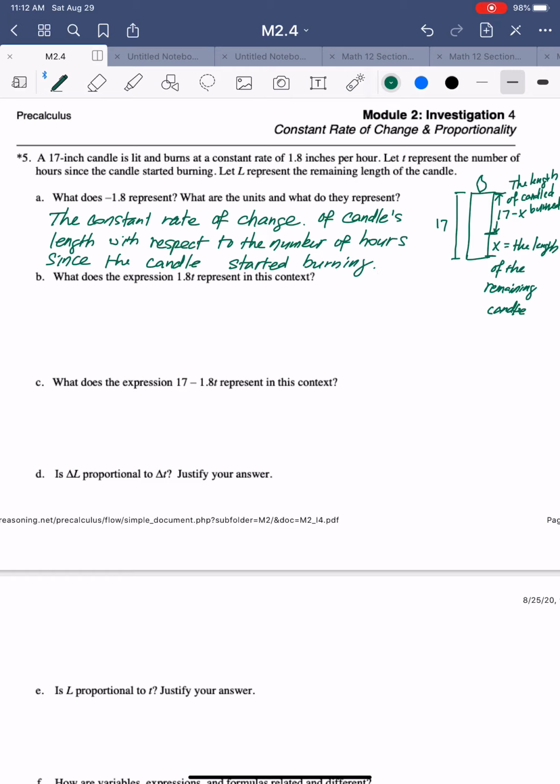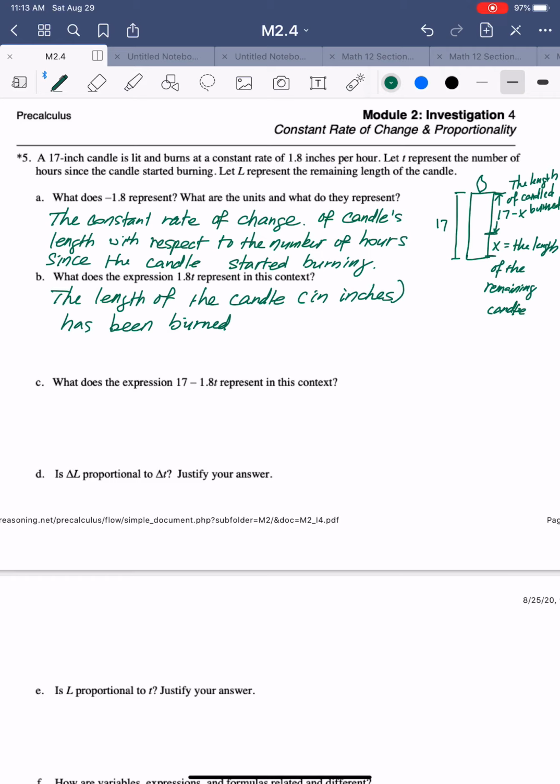And then B, what does the expression 1.8t represent in this context? If t is equal to 1, then 1.8 inches are reduced, and t equal to 2 means twice the 1.8 inches reduced, isn't it? So it's going to be the length of the candle, in inches, that has been burned since the candle started burning, of course.